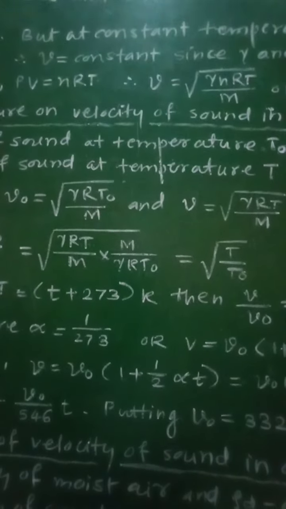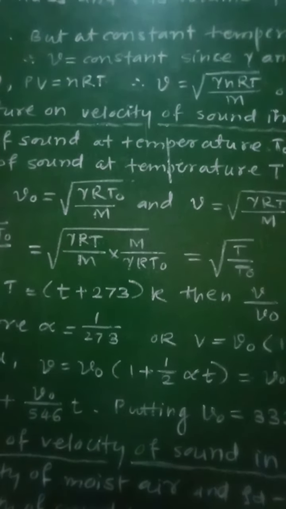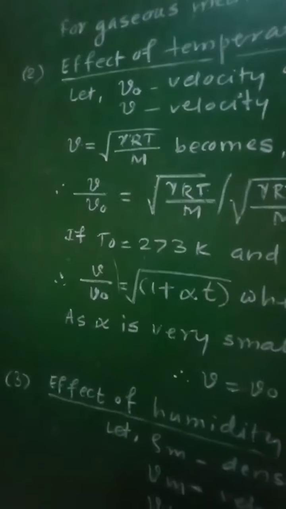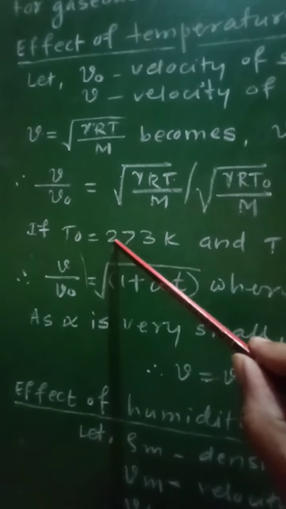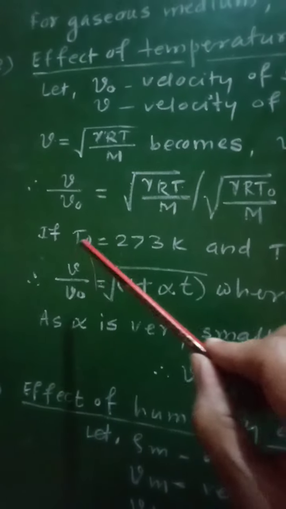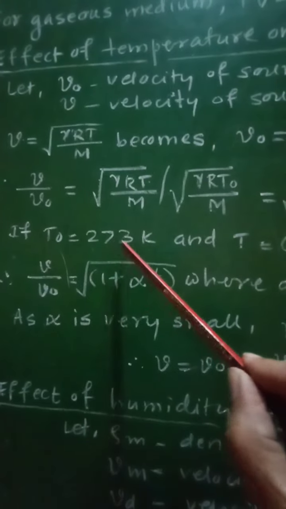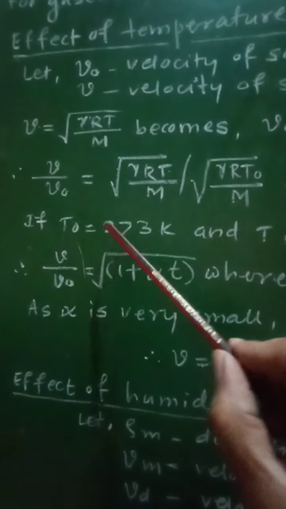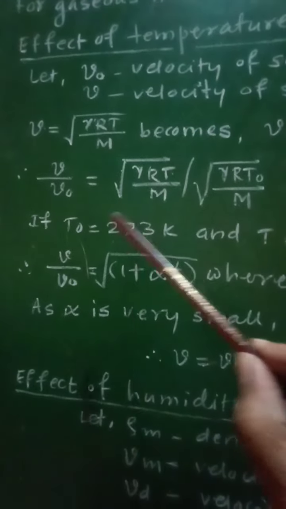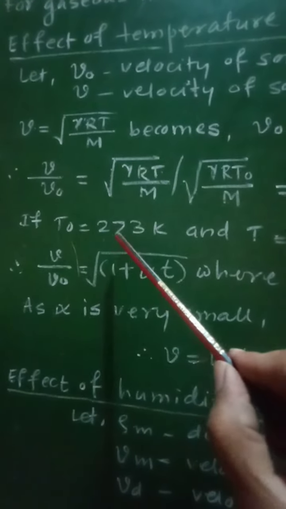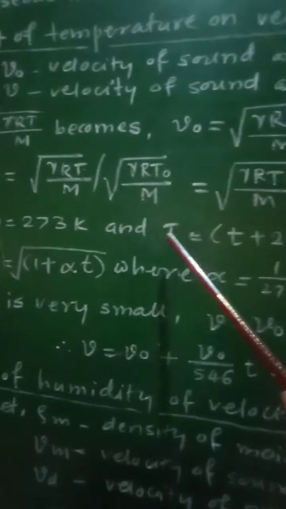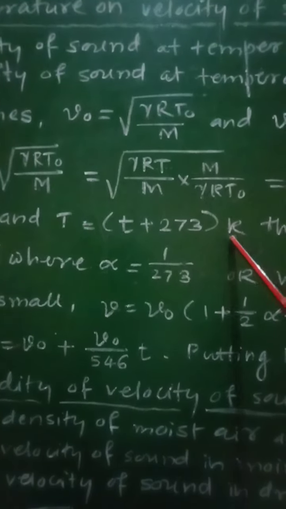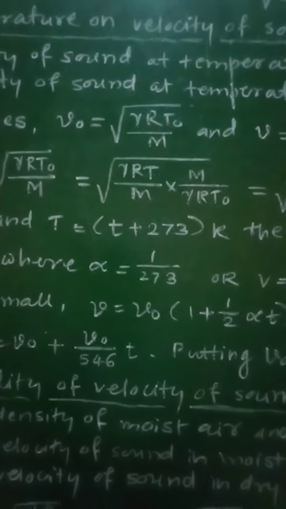If there is a decrease in temperature of the air, then there will be a decrease in the velocity of sound in air. And therefore now, suppose 0 degree Celsius temperature is taken as T0, that is T0 equal to 273 Kelvin. So in terms of degree Celsius, that temperature will be equal to 0, and in terms of Kelvin it will be 273 Kelvin, and the higher temperature T will be equal to t plus 273 Kelvin.